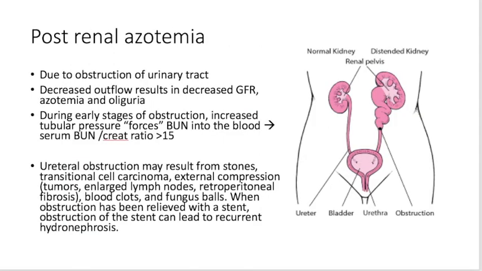Post-renal azotemia is due to obstruction of the urinary tract, and we have decreased outflow, which results in decreased GFR, azotemia, and oliguria. During the early stages of the obstruction, increased tubular forces push BUN into the blood, so that is why you have a serum BUN to creatinine ratio that's greater than 15.